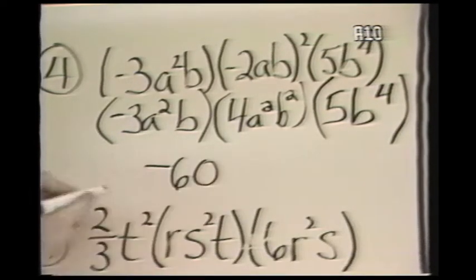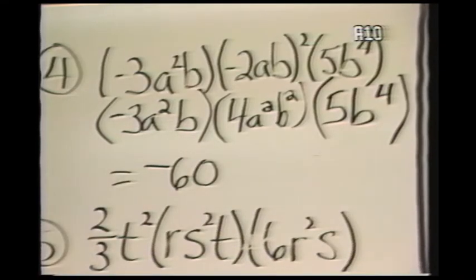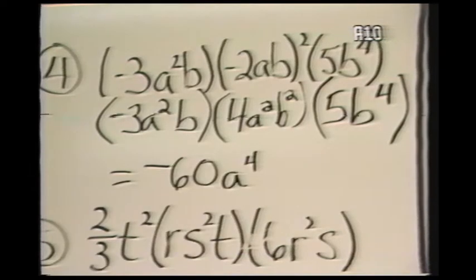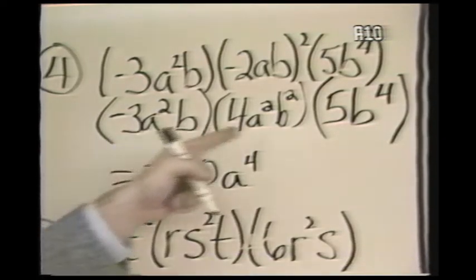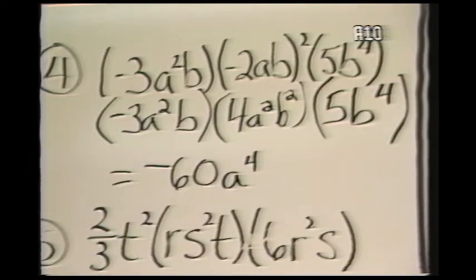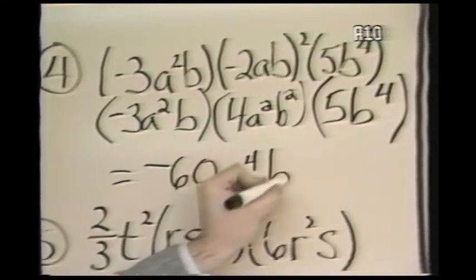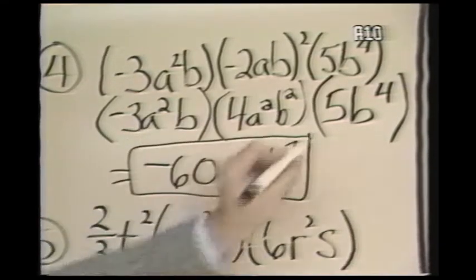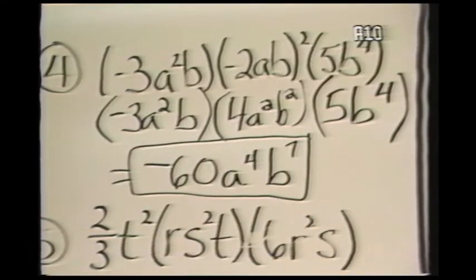Our a's, we get a squared times a squared, and that's a to the 4th. And our b's, we get b times b squared, which is b cubed, times b to the 4th, which is b to the 7th power. I did the numbers by numbers, a's by a's, and b's by b's. My result, negative 60, a to the 4th, b to the 7th.